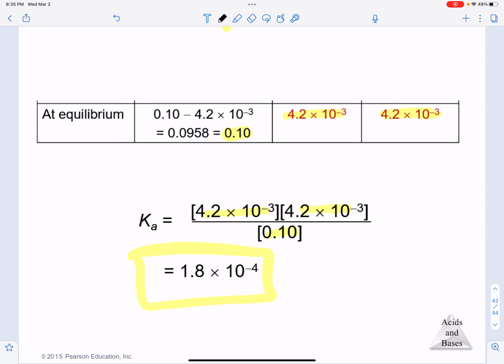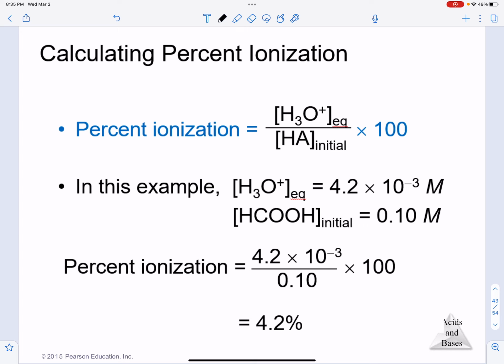And so we end up with something like this. So how do we know? Could we have saved some time by saying that x is going to be insignificant, I'm not even going to put it there? Well, we don't know until we do the problem. So how do we know that it's insignificant?